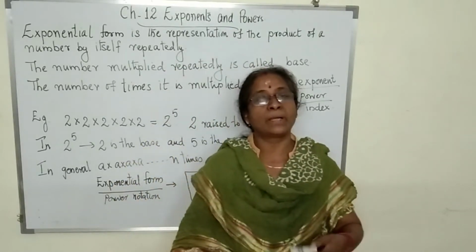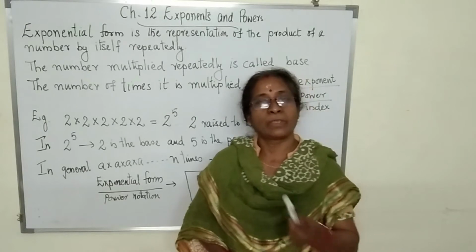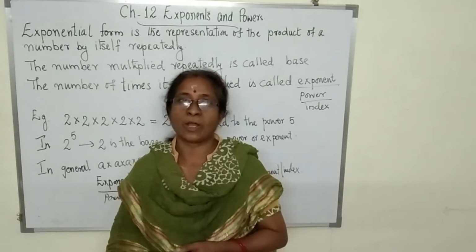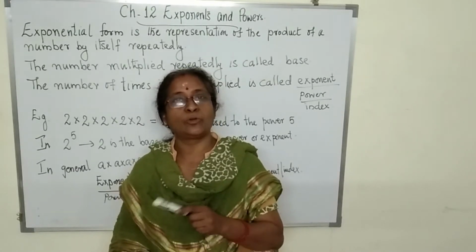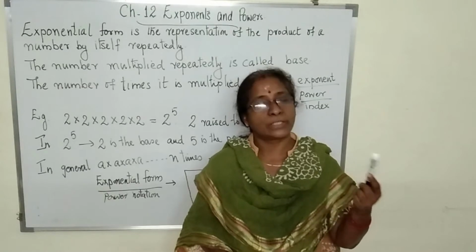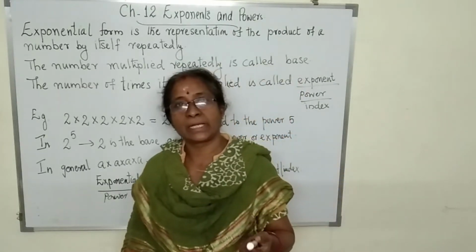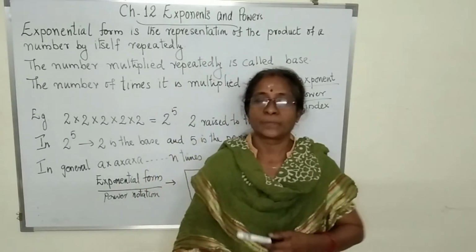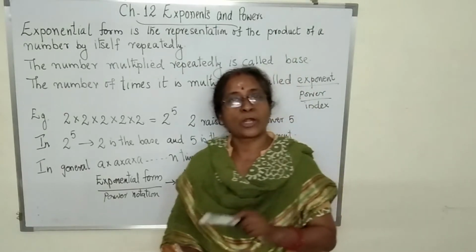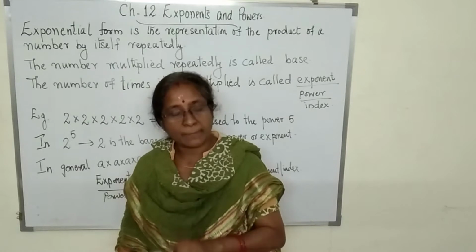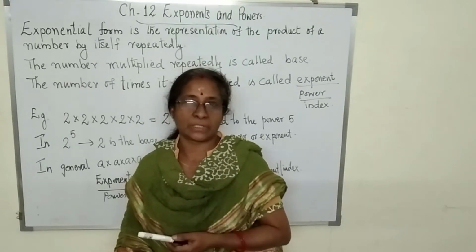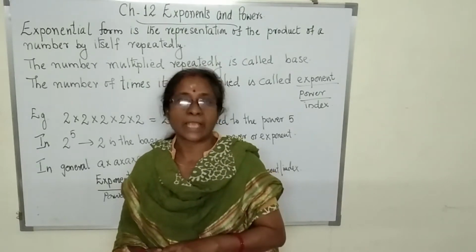When we multiply a number by itself repeatedly, we can write that product in a short form which is called exponential form. When we learned squares, we learned that 2 multiplied by 2, that is, when a number is multiplied by itself 2 times, is called the square. And when it is multiplied repeatedly 3 times, it is called cube. Similarly, when we multiply a number by itself many times, the product can be written with the number as the base, and the number of times it is repeatedly multiplied as the exponent.